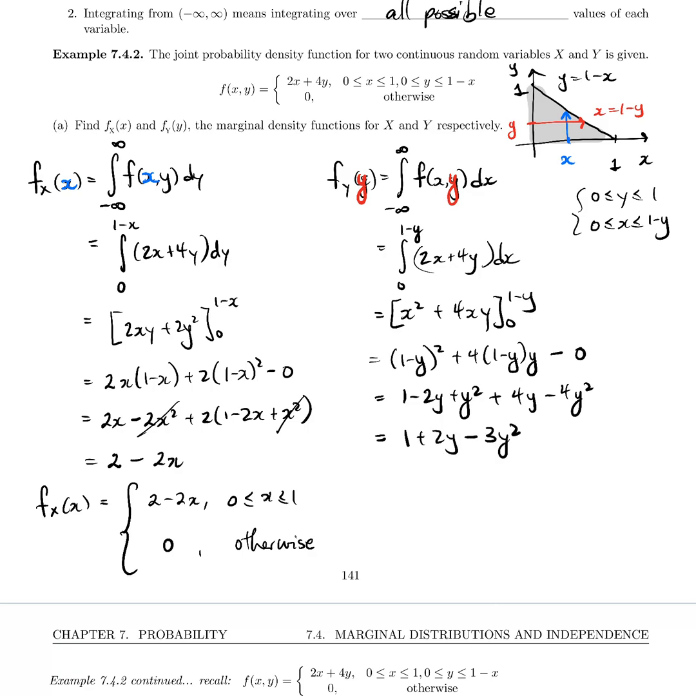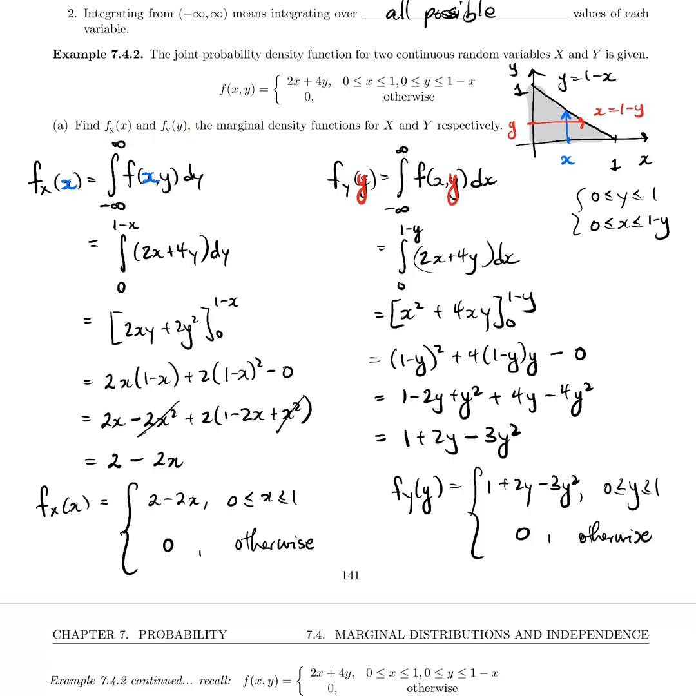And again, that's not the complete answer, that's just where that density is non-zero, so we have to write the full answer. F sub y of y has two parts. It's got this 1 plus 2y minus 3y squared, and that's valid on 0 is less than or equal to y is less than or equal to 1, and then the density is 0 elsewhere. So that's the first part. Those are the two marginals.